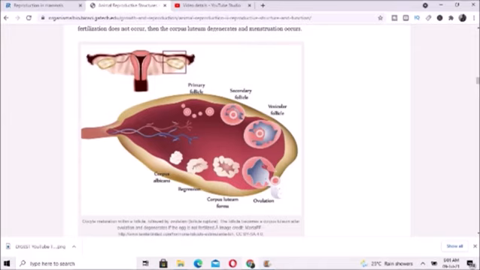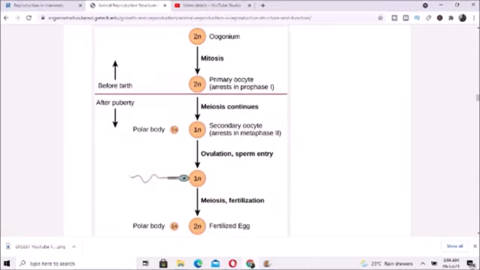If a fertilized egg implants in the endometrial lining of the uterine wall, the embryo produces a hormone called human chorionic gonadotropin (HCG) that maintains the corpus luteum. It is this HCG that is measured in the urine during pregnancy tests, using the pregnancy test strip.